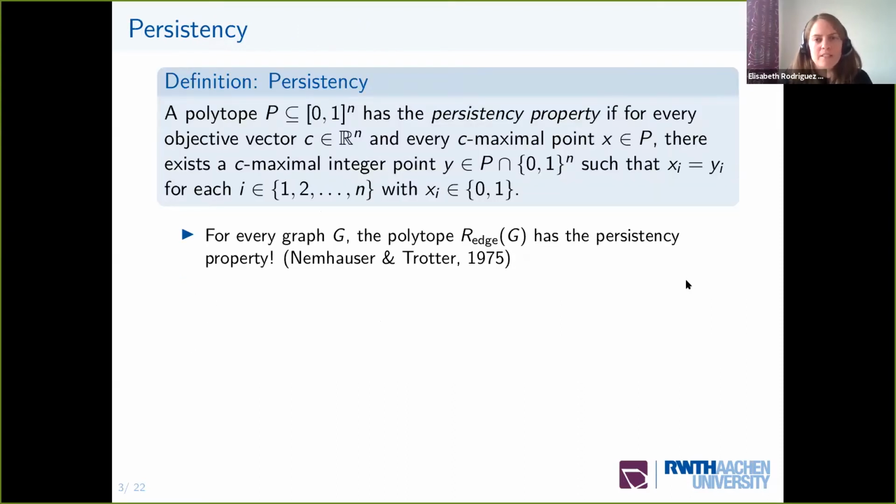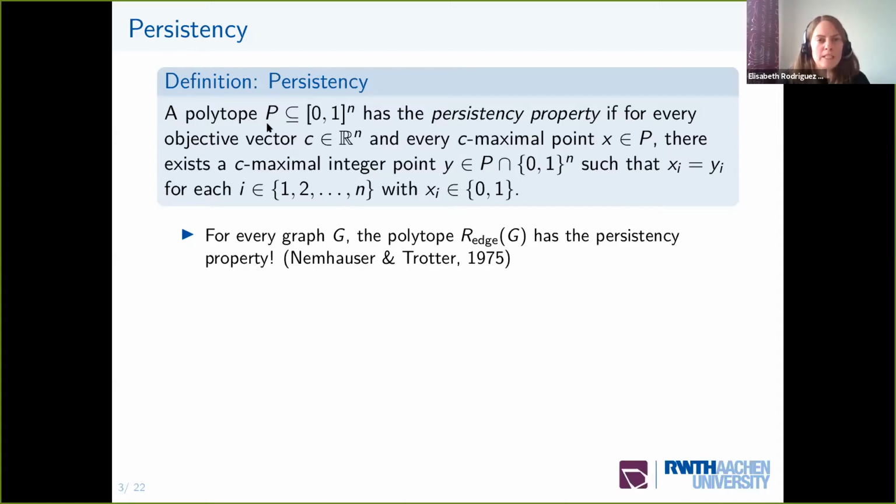Something that is maybe less well known, but which was briefly mentioned in the previous talk, is that for every graph G, the polytope, the edge relaxation on G, has a property which is called the persistency property. So this is a result by Nemhauser and Trotter from '75. So what is this persistency property?